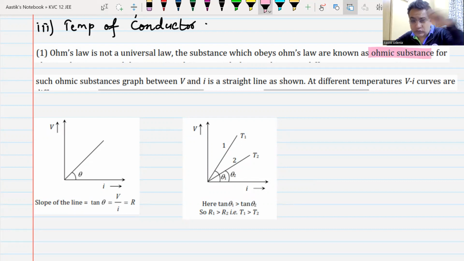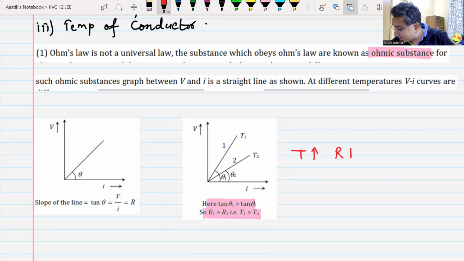At different temperatures, the slope of this graph is going to be different. When the temperature rises, resistance increases and therefore the slope increases. We will see this in the next class, and therefore these two graphs are given. Anybody which obeys Ohm's law is known as an ohmic body. Anybody which does not obey Ohm's law will be known as a non-ohmic or non-linear conductor. We will see non-linear and ohmic and non-ohmic conductors in the next class.